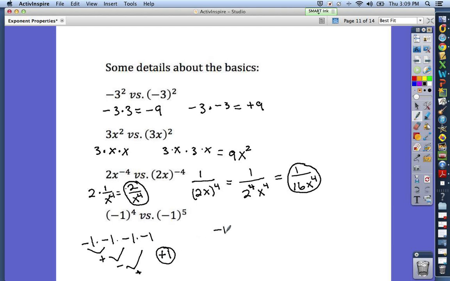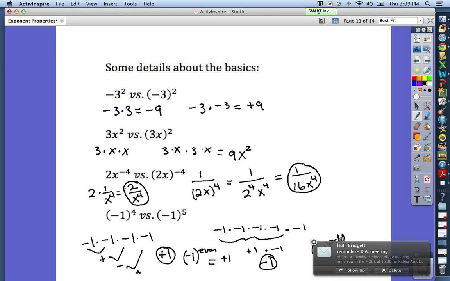But negative 1 to the fifth power, well, negative 1 to the fourth power we just saw came out to positive 1. So if we just multiply that by negative 1 again, that's negative 1 to the fifth power, which turns out to be negative 1. What we're trying to show here is that negative 1 to any even power will equal positive 1, while a negative 1 raised to any odd power will equal negative 1.